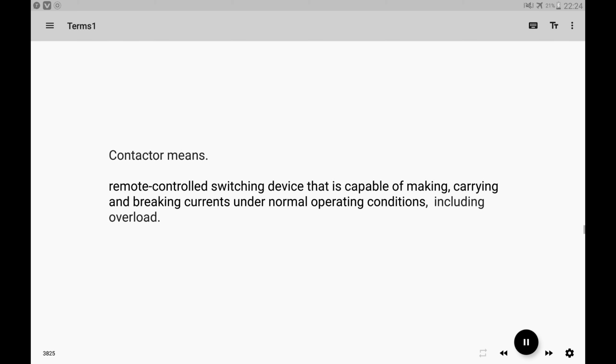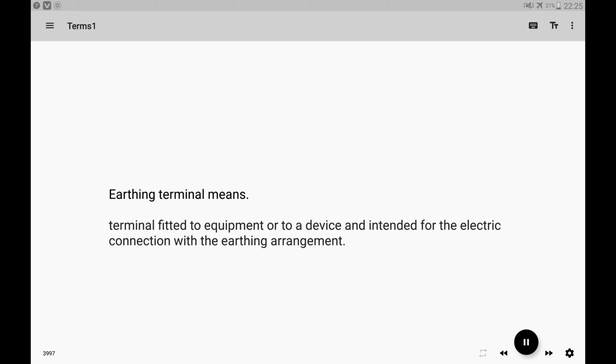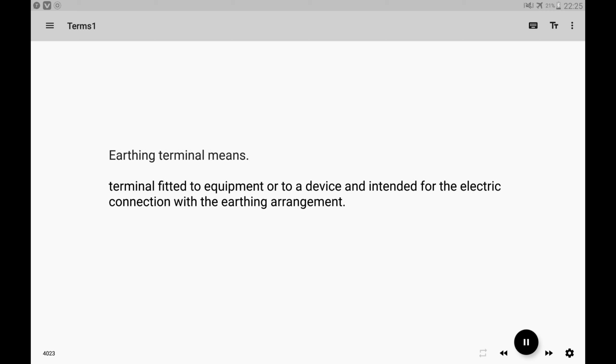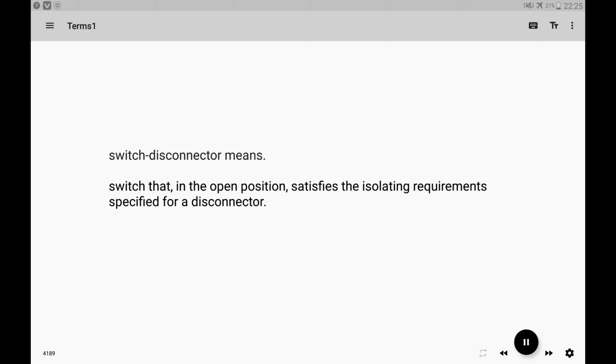Contactor means remote controlled switching device that is capable of making, carrying, and breaking currents under normal operating conditions, including overload. Earthing terminal means terminal fitted to equipment or to a device and intended for the electric connection with the earthing arrangement. Switch disconnector means switch that, in the open position, satisfies the isolating requirements specified for a disconnector.